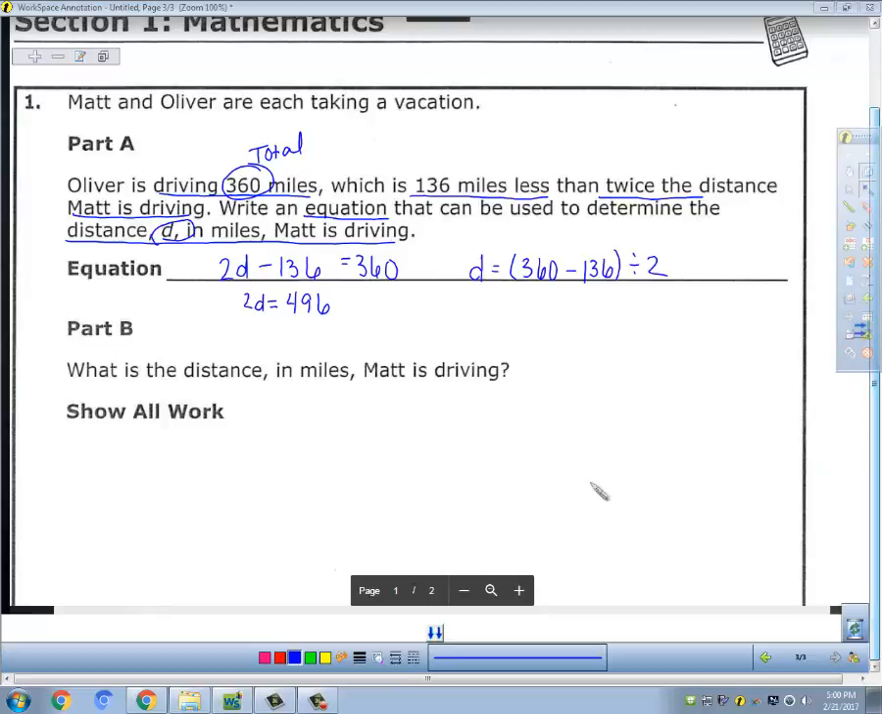Now, a lot of times they'll have you write an equation and then solve it for part B. So I'm going to solve my original equation: 2d minus 136 equals 360.